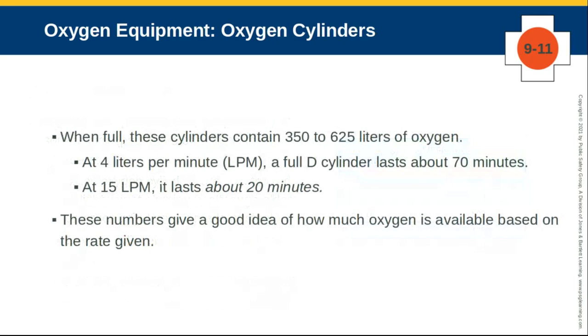At about 4 liters per minute, which we would use with a nasal cannula, that D cylinder in a trauma pack goes about 70 minutes. At 15 liters per minute with a non-rebreather mask, you've only got about 20 minutes. So it's a nice timeline when you're on scene working with an injured patient. That 20-minute timeline gives you kind of a mark for the progress you should make in your treatment.